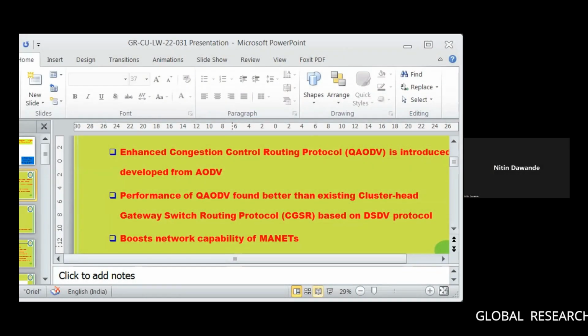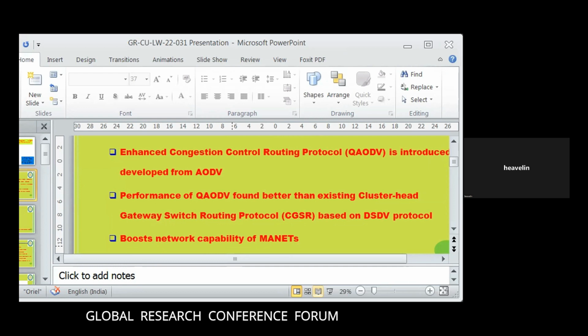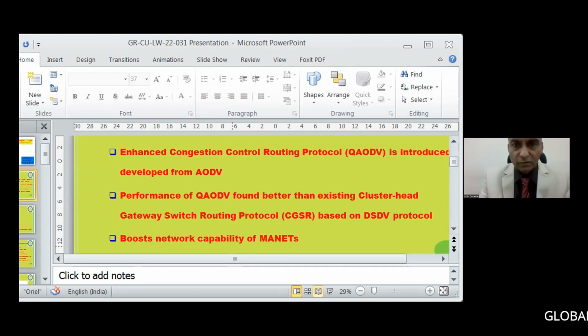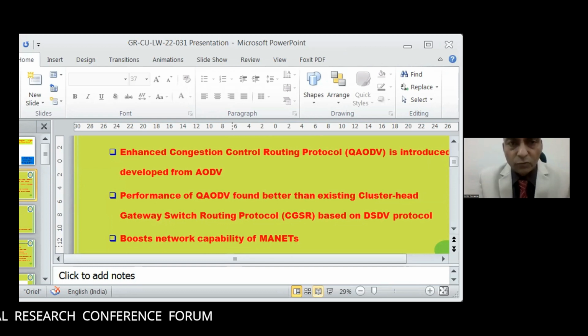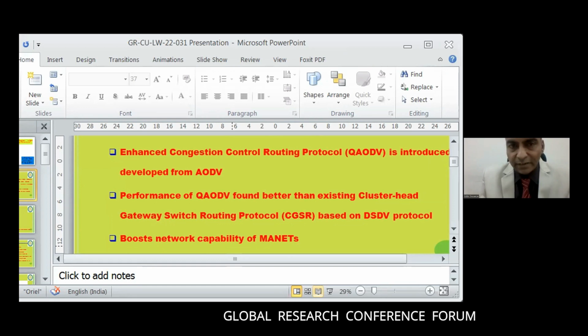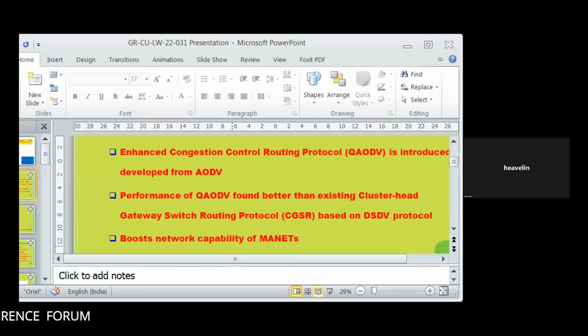Okay, good afternoon all. So my topic of research is an advanced protocol considering multi-parameters for QoS with congestion control for real-time mobile ad hoc networks. This is an effort to use mobile networks for real-time applications.